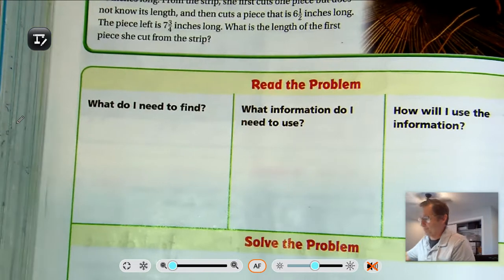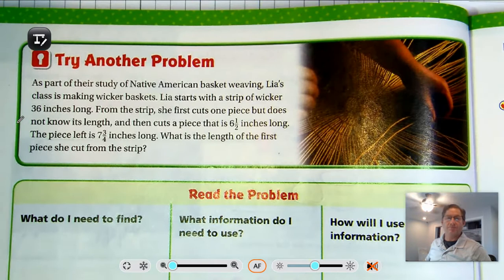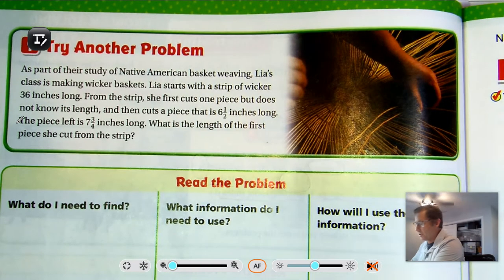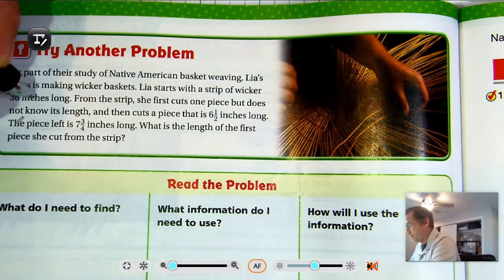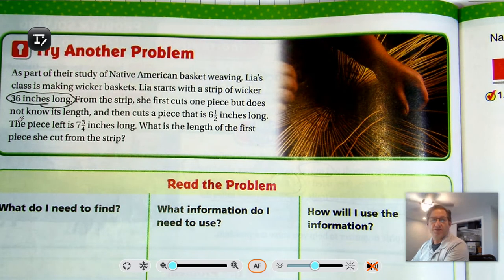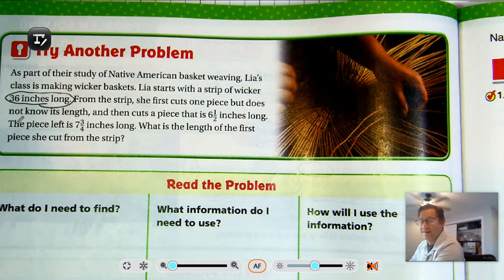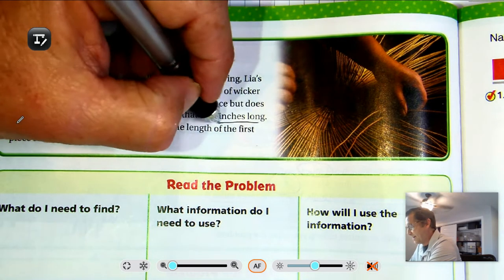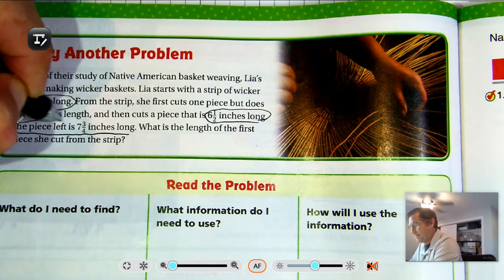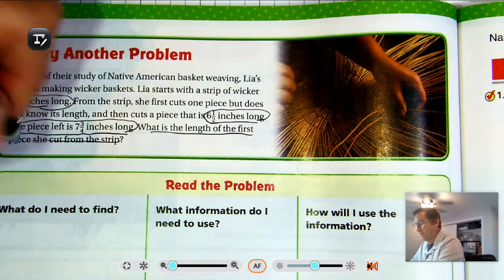All right, let's try another one. As part of their study of Native American basket weaving, Leah's class is making wicker baskets. Leah starts with a strip of wicker 36 inches long. From the strip, she first cuts one piece, but does not know its length. Then she cuts a piece 6.5 inches long. The piece that's left is 7 3/4 inches. What is the length of the first piece?